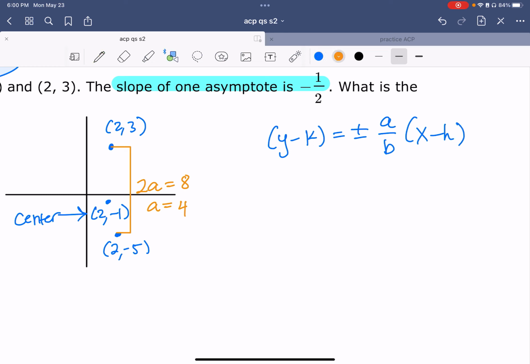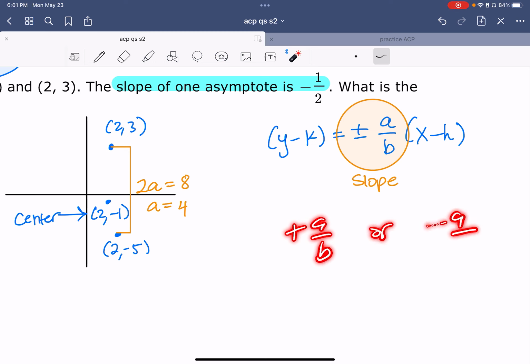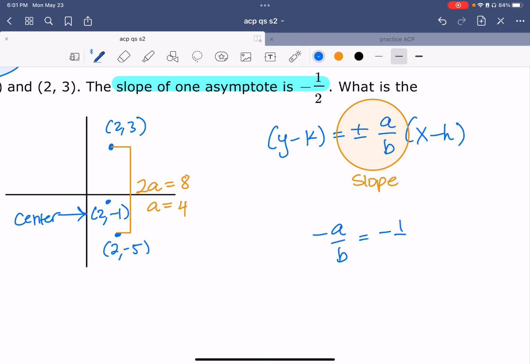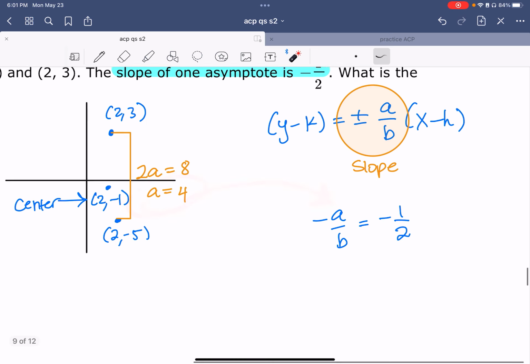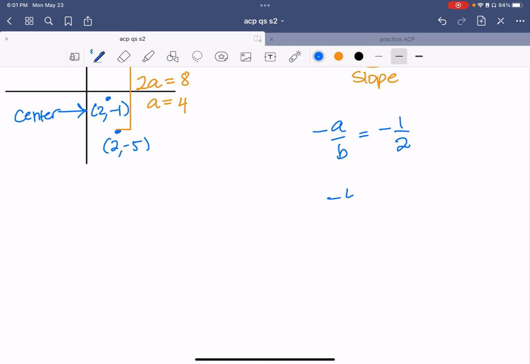Now that seems scary and terrifying, but the only thing you have to worry about is this part right here. None of that other stuff matters. That I circled is the slope of the asymptote. So you can have either positive a over b or negative a over b. Obviously this one is negative, so I'm going to match it up with the negative one because I don't know the positive one. So I'm going to do negative a over b is equal to negative 1/2, because that's the slope. Now we already know that a is 4, so I'm going to plug that in here to further simplify. So negative 4 over b is equal to negative 1/2.